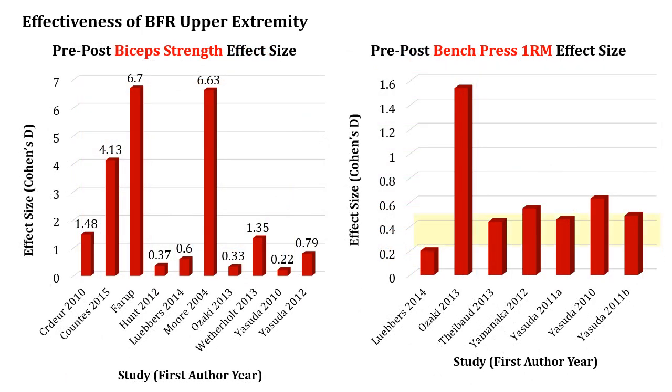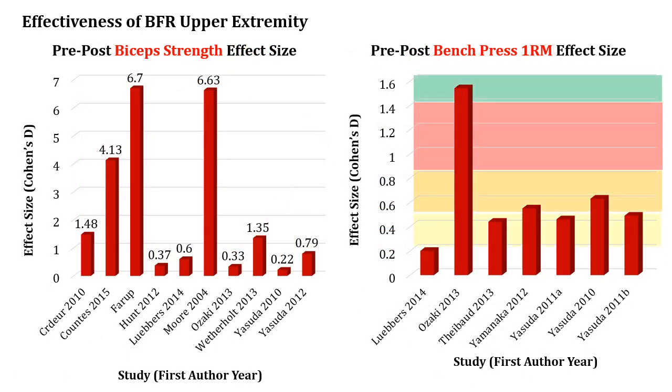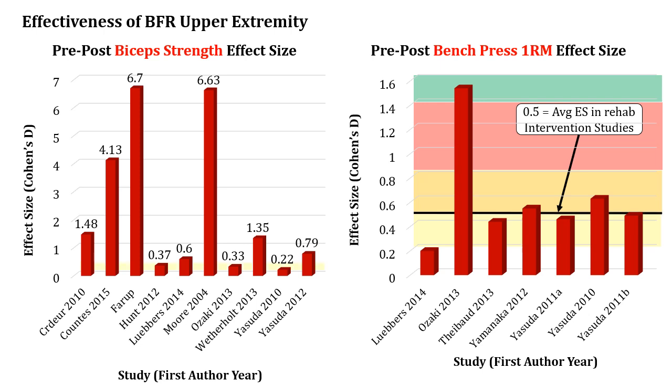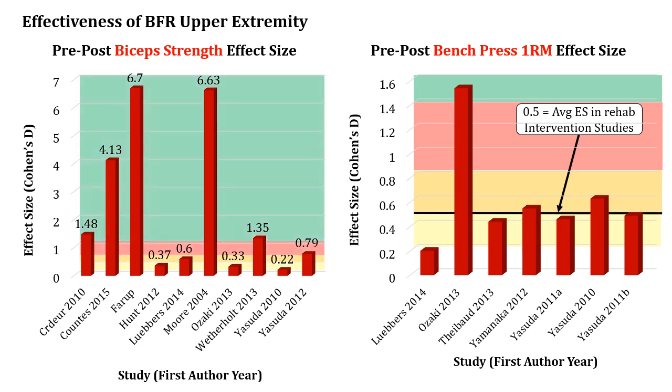So then what about strength? Looking at the bench press 1RM effect size first on the right, we can see the color coding and the effect size there, where again the majority, if not all, of the studies have a small to moderate effect size. Again, this is proximal to the cuff, but when we look at the bicep strength, for instance, we see substantial and probably the best effect sizes, which makes sense.